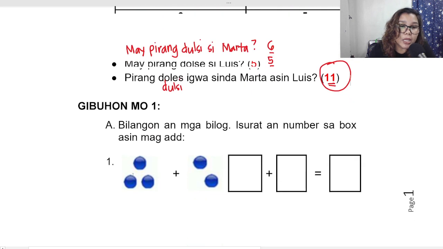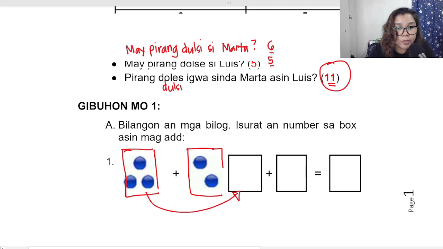Okay, so let's begin with gibuhon mo 1. Bilangon ang mga bilog, isulat ang number sa box asin mag-add. So for each, we have here 2 sets. So the first set, you have to count this, and then put the number on the first box, and then another set should be counted, and then your answer will be written on the second box.